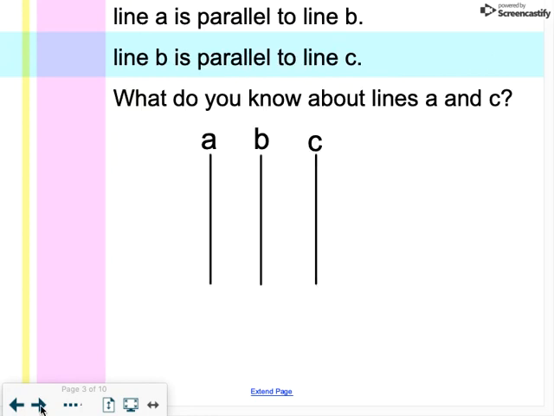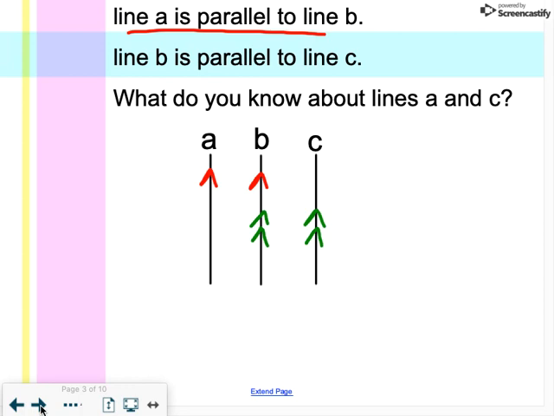So our first one, we're talking about three lines here. We are told that line A is parallel to line B. So what I'm going to show is, by putting our arrows here, line A and line B are parallel to one another. We are also told that line B is parallel to line C. So I'm going to show that with two arrows. Line B is parallel to line C. What it's asking us is, what do we know about lines A and C?